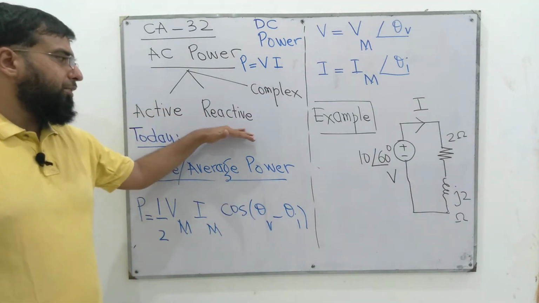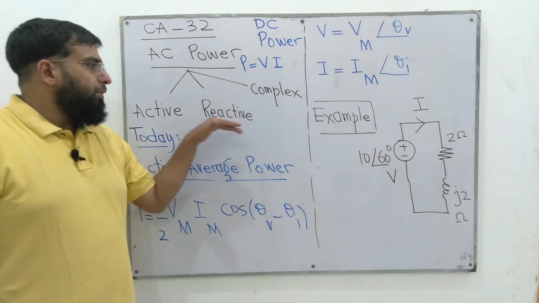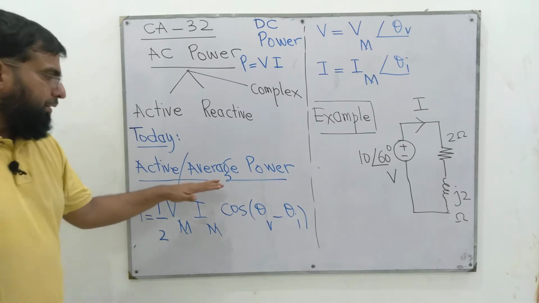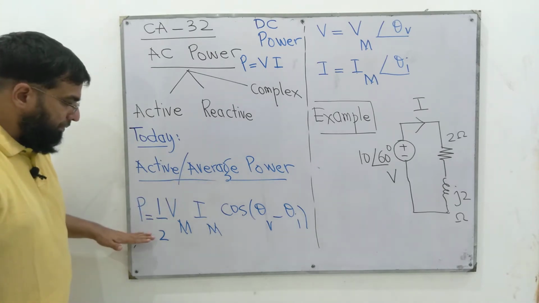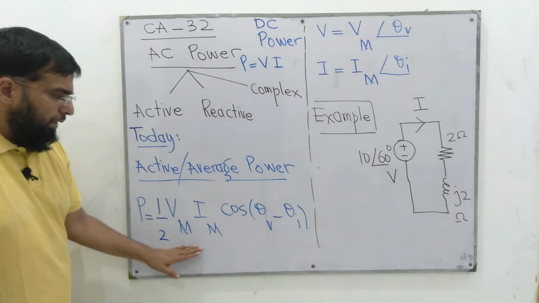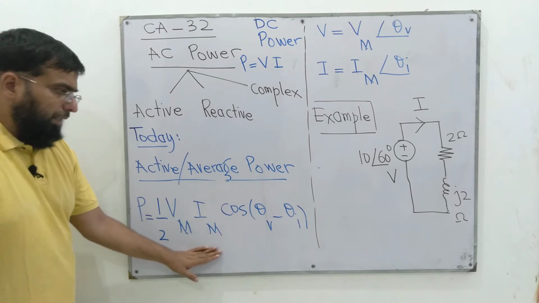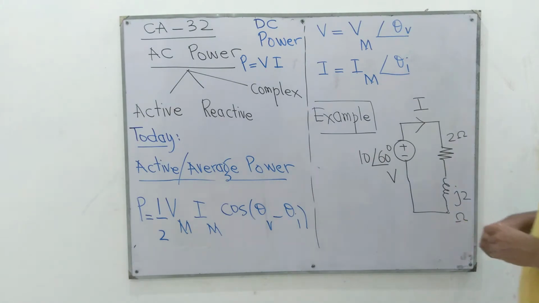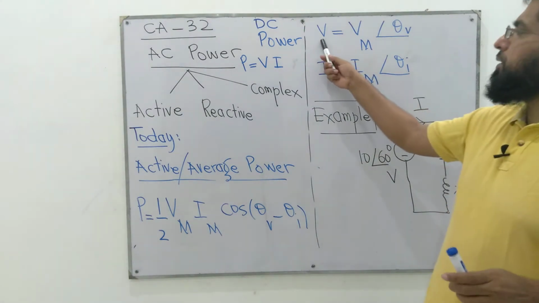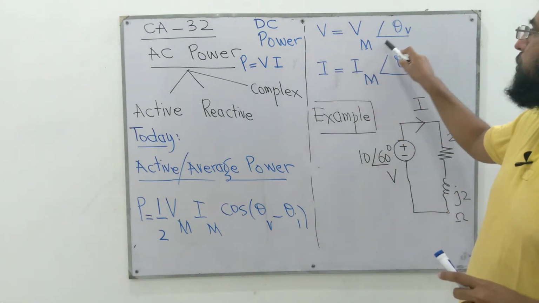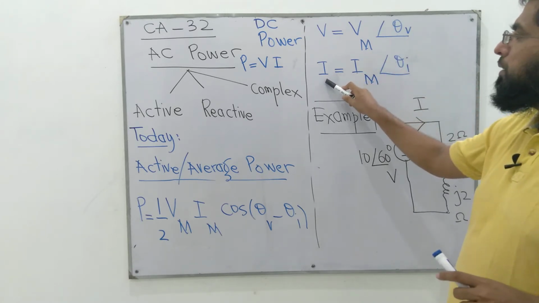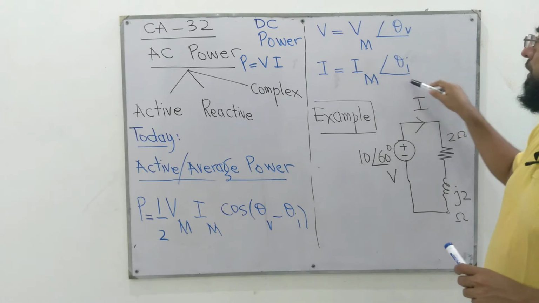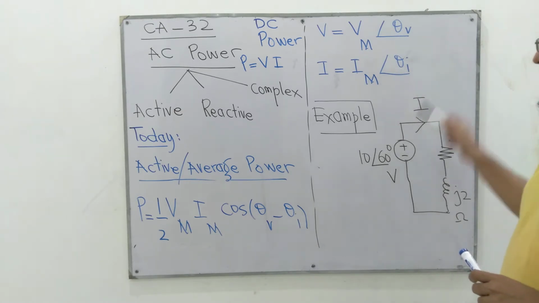In our upcoming lectures, we will study reactive and complex power, but today we will study active power. Active power is also called average power. This is 1/2 times the magnitude of V times the magnitude of I times the cos of the angle between voltage and current. Any complex voltage can be written as its magnitude times its angle. Similarly, any complex I can be written as the magnitude at an angle of its current, theta I.